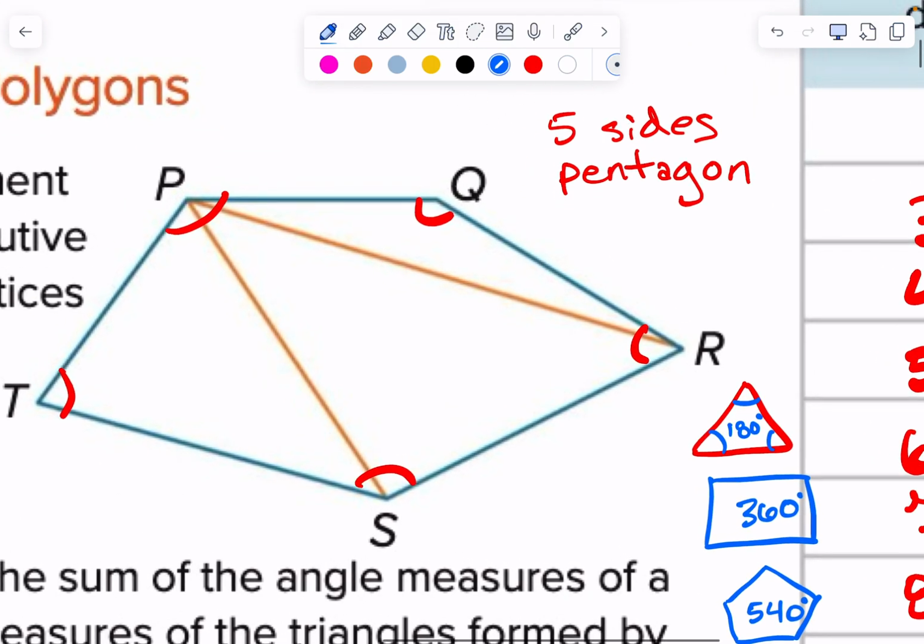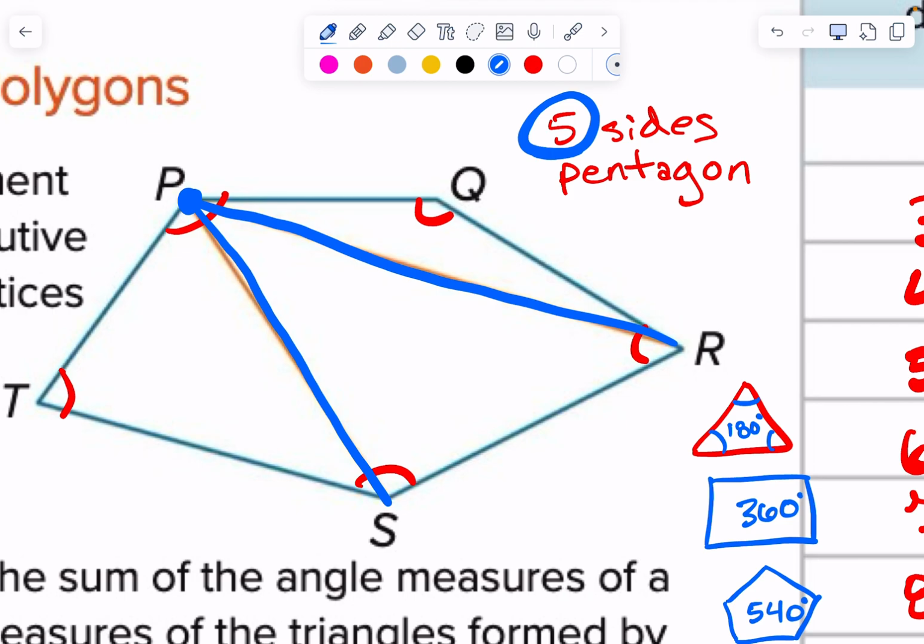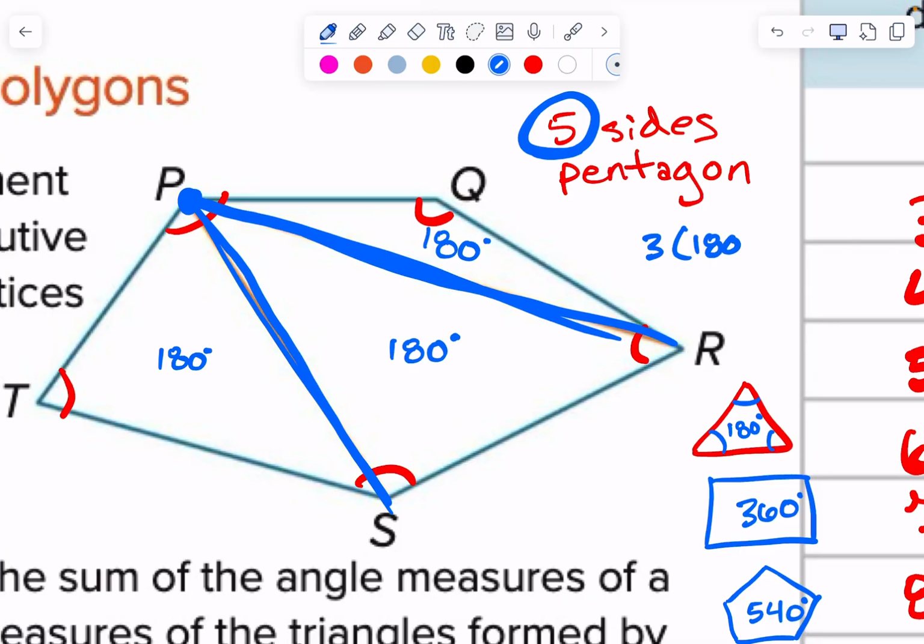If you have a five-sided figure like a pentagon, are you looking at this? I just picked one of the vertices, and I started separating this pentagon into triangles. If it has five sides, how many triangles will it have? 3. I've separated it into 3 triangles: triangle 1, triangle 2, triangle 3, in that pentagon. Each one of those triangles contains 180 degrees, so I can take 3 times 180, and that will tell me what all of these angles add up to.